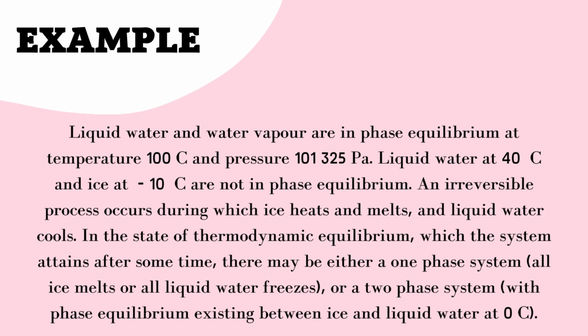An irreversible process occurs during which ice heats and melts and liquid water cools. In the state of thermodynamic equilibrium, which the system attains after some time, there may be either a one-phase system, where ice melts, or liquid water freezes, or a two-phase system with phase equilibrium existing between ice and liquid water at 0 degrees Celsius.